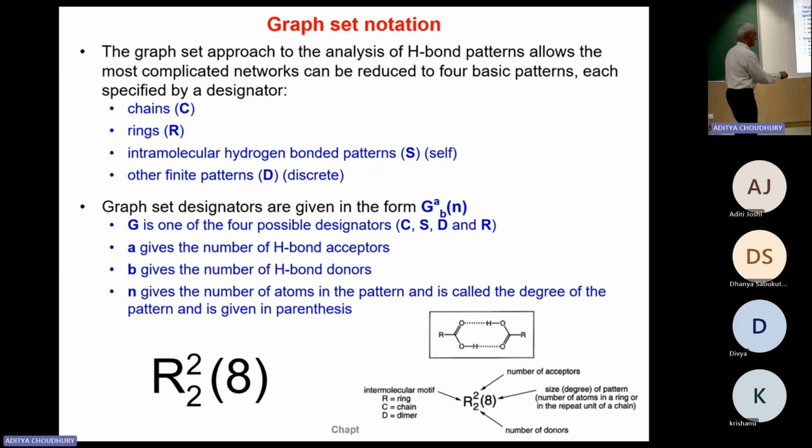For example, use this dimer. Why is there an R? Because it's a ring. This superscript is the number of acceptors. How many acceptors are there? One, two. So two. How many donors? Two. Eight is the number of atoms in the ring. Start from here: one, two, three, four, five, six, seven, eight. So this hydrogen bond pattern can be defined as R2,2(8). That's a way to describe it; this is called graph set notation.